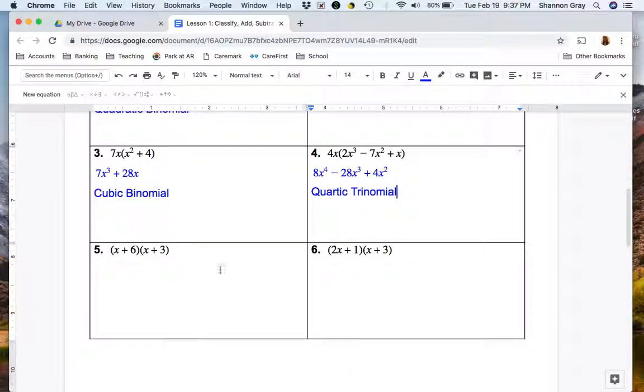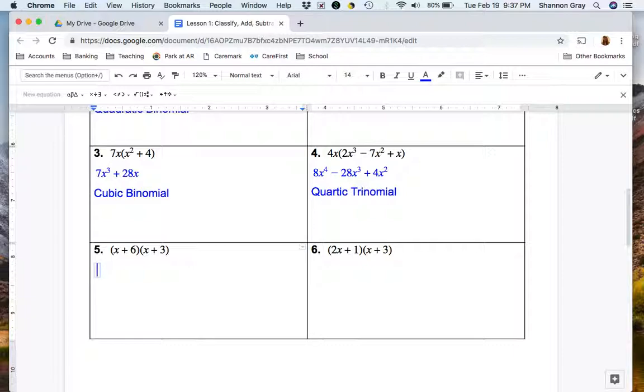All right, so now in number 5, we have, again, multiplication. So we have x plus 6 times x plus 3. Now this looks a little bit different from number 3 because instead of having one term, so 7x, multiplied by a group or a binomial, we actually have a binomial times another binomial. So I'm going to show you a couple of different ways that we can think about it.